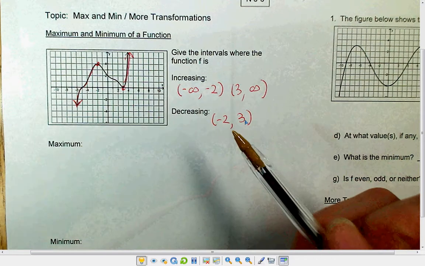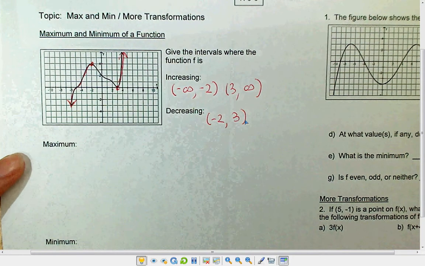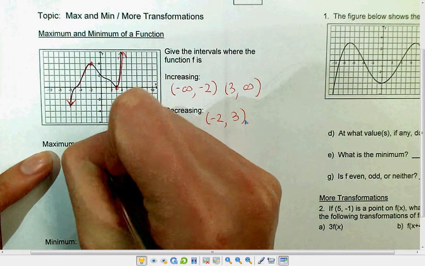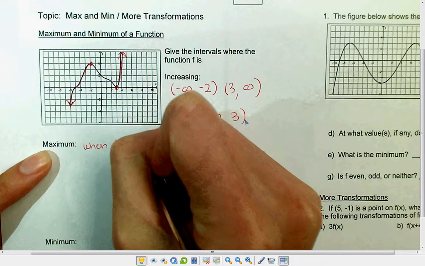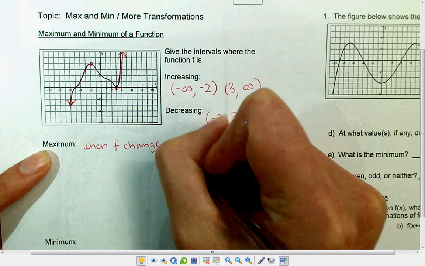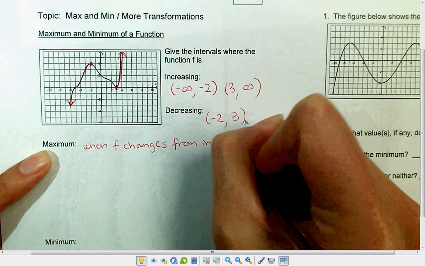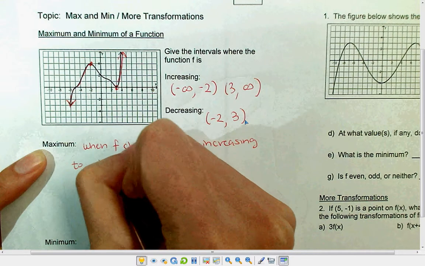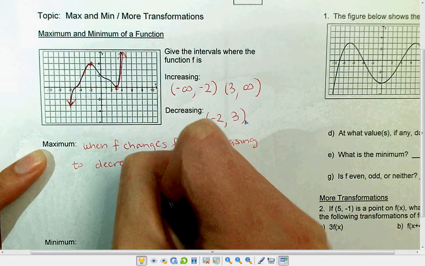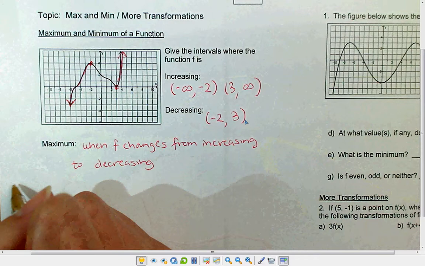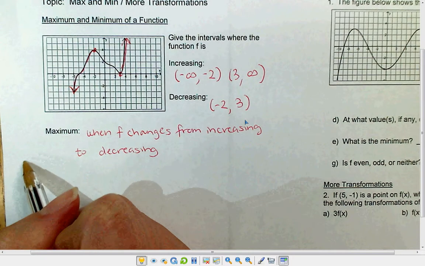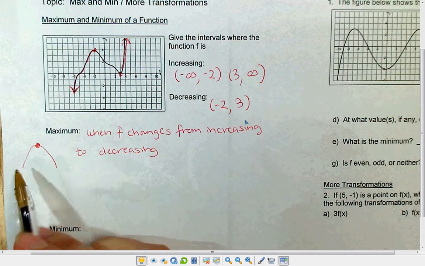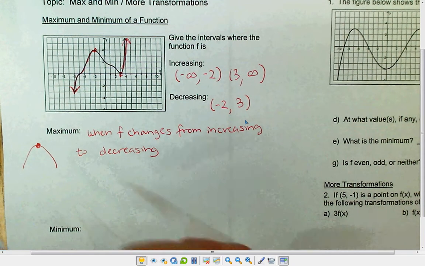So knowing this, now we can give some definitions to maximum and minimum. A maximum occurs when f changes from increasing to decreasing. So if the function was increasing, so if it's going up and then suddenly it starts going down, that is when a maximum occurs, which makes sense because it's essentially like at the top of a hill.